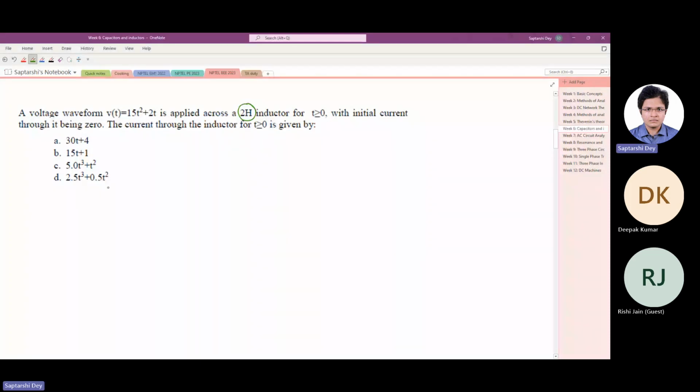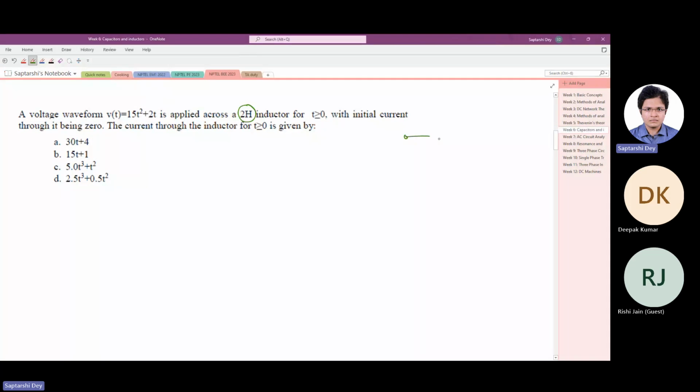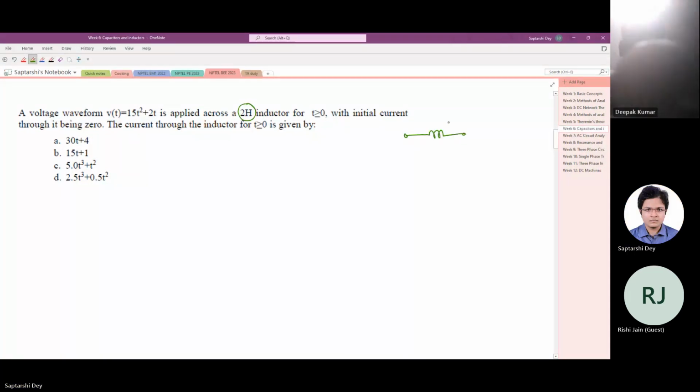Okay, so V is given. Now we have seen this equation, which we discussed during our very first class. And Deepak, please turn off your camera.